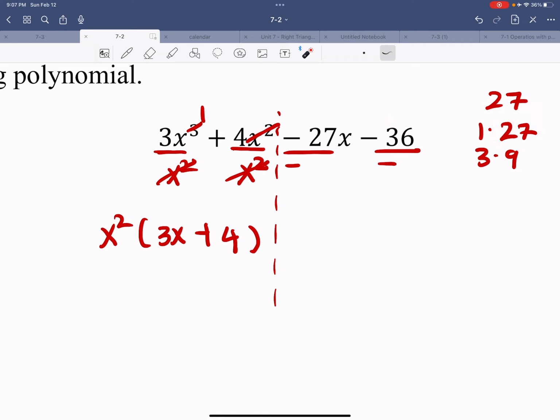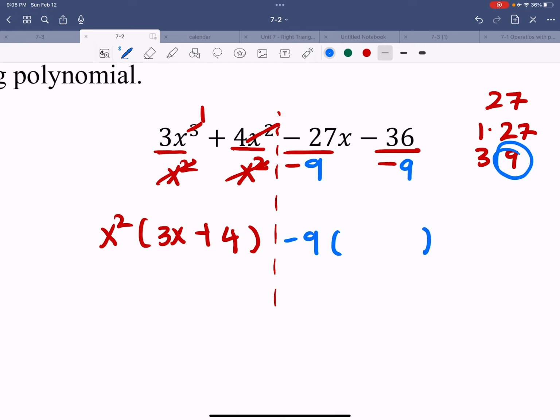Not really. Does 9 go into 36? Yes, because 9 times 4 is 36. And 3 can get into 36 as well, but 9 is bigger, so I'm going to take out 9. So do you see I'm dividing each number by negative 9? So I'm going to divide each number by negative 9.